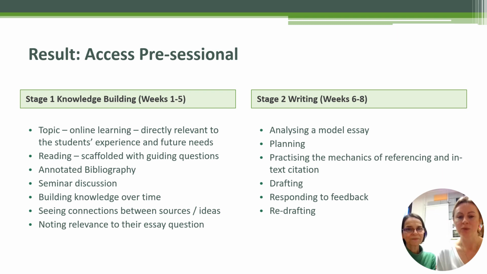full essay. So we start with analysing a model essay, we go through planning, and we practice the mechanics of referencing and in-text citations, which were initially introduced in the reading part of it in weeks 1 to 5. We then go through the drafting, responding to feedback, and redrafting. So we believe that this approach centres knowledge and allows students the processing time to learn, to think and consider knowledge of the topic and linking it to their experience, past and the future.